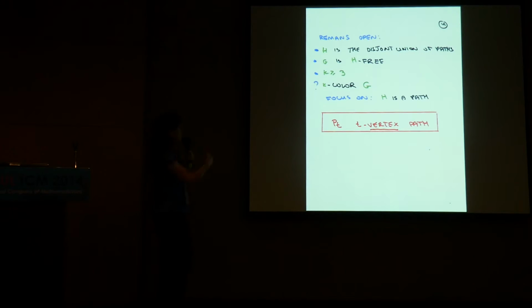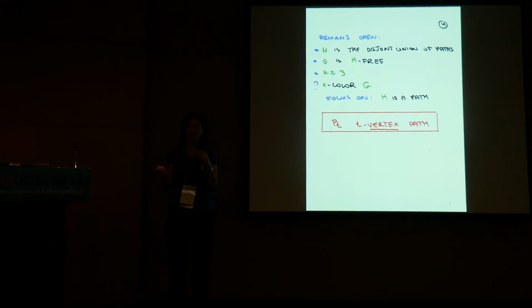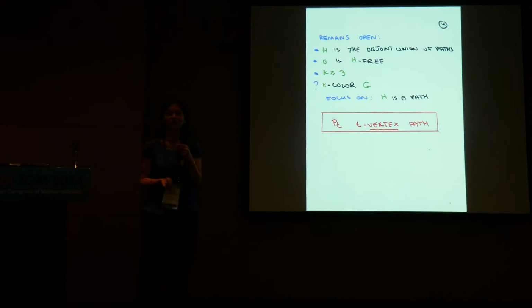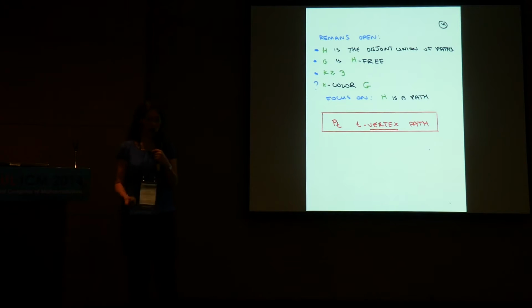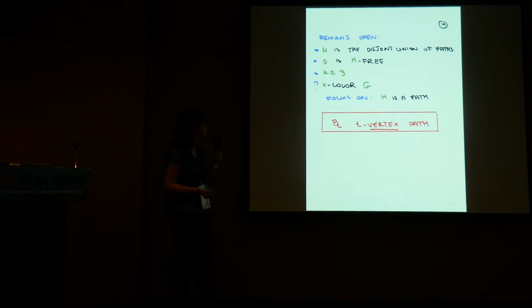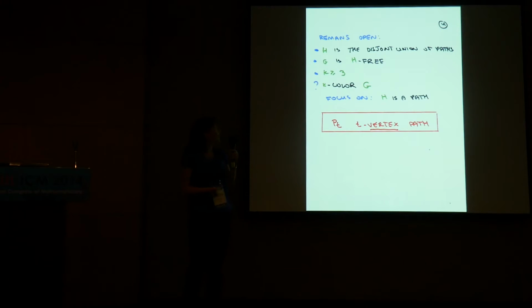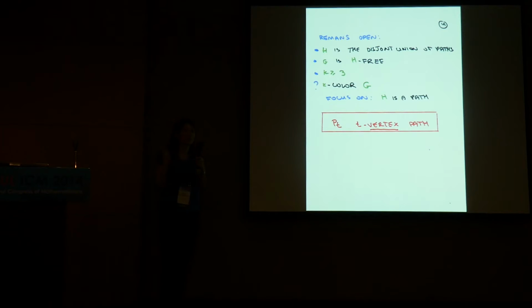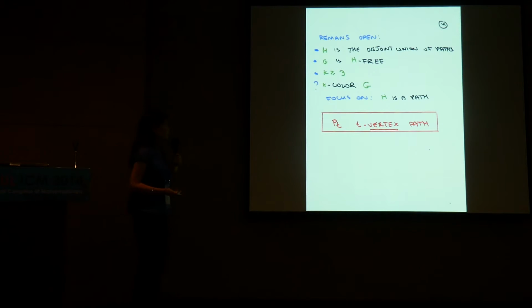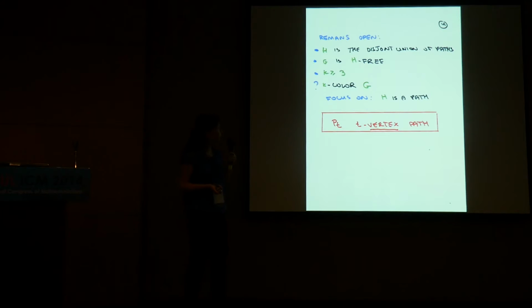Right, so here's the only question that remains open as far as k-coloring graphs with a certain fixed induced subgraph forbidden goes. I fix a graph H, which is the union of disjoint paths. I look at H-free graphs. I want to color with at least 3 colors, and I want to know what the complexity of that is. And what I'm going to do for the rest of this talk is focus on the case when H is a path.